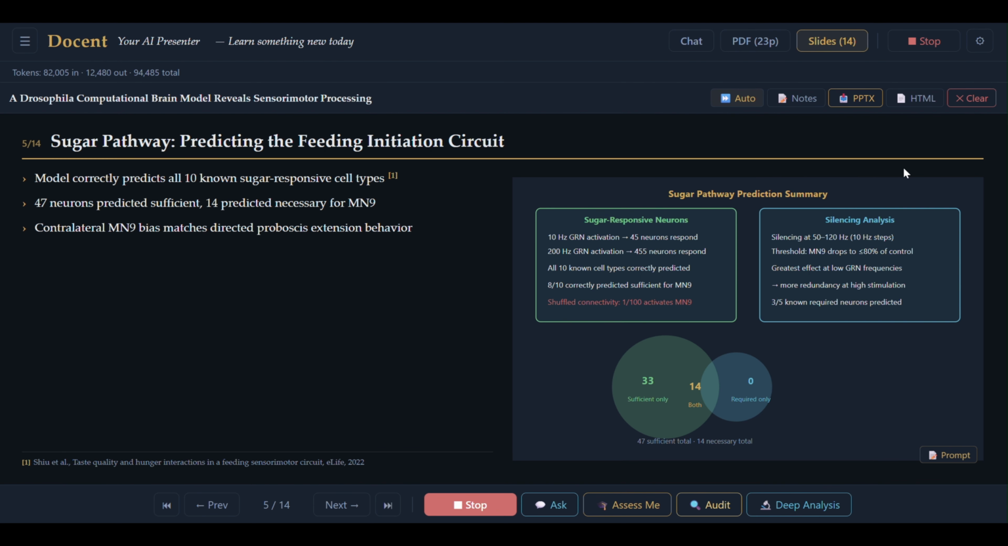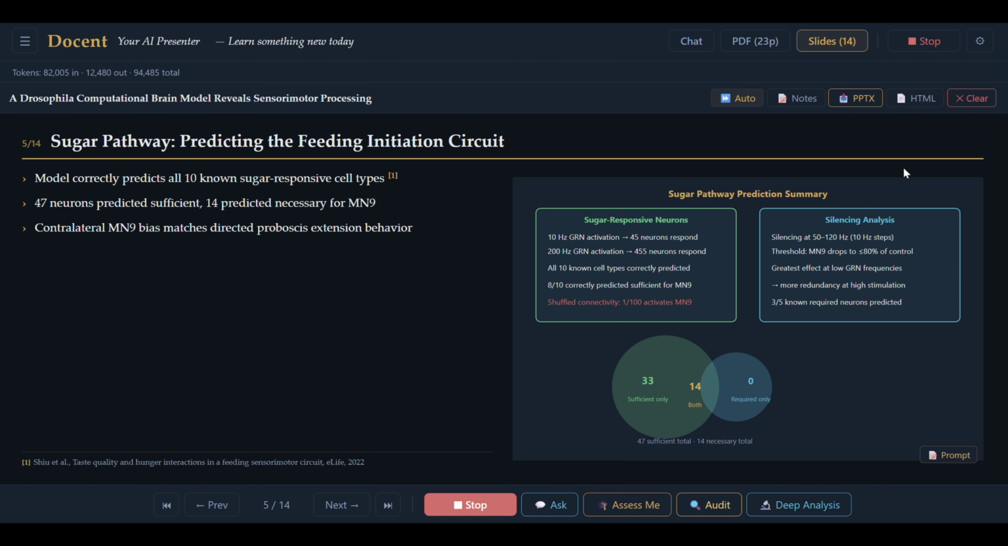The authors use two complementary in silico strategies. First, they activate sugar GRNs and find which downstream neurons fire, the activation screen. Second, they activate sugar GRNs while silencing individual neurons one at a time and measure the drop in MN9 firing, the necessity screen. The model correctly identifies all 10 previously known sugar-responsive cell types, and 8 of 10 are correctly predicted to be sufficient for MN9 activation.